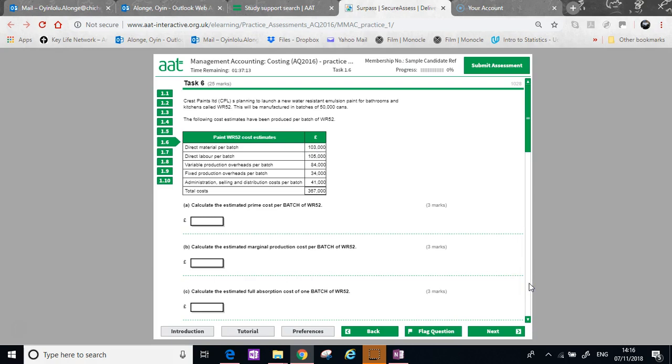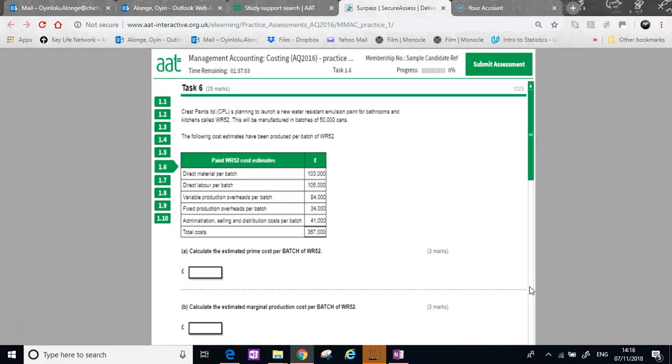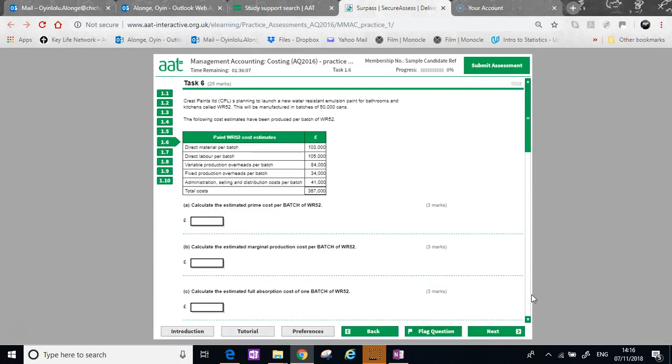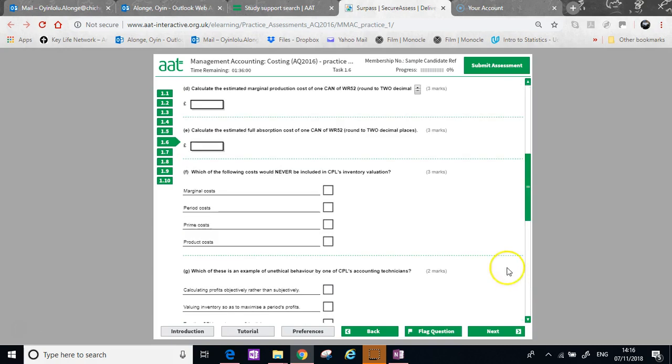Yes, and then what we do is divide to find what these costs are per can. If I now divide these costs by 50,000, I can find out what the cost is. Well, here we are, finally. It says calculate the estimated marginal cost per can. So I can divide that, of course.